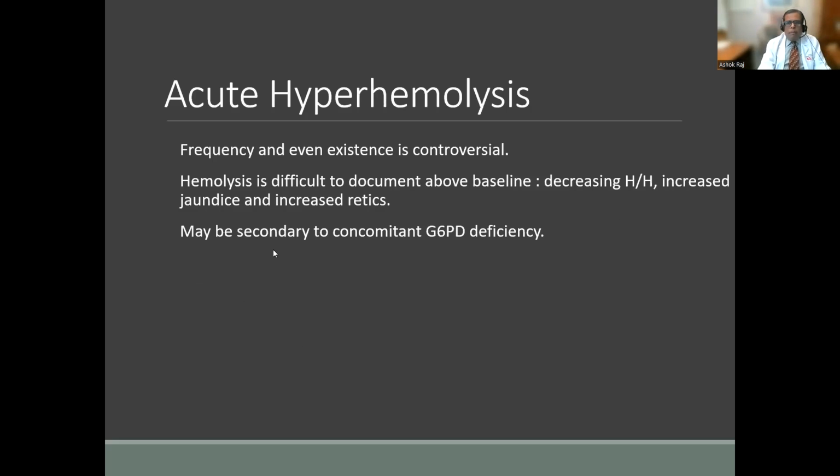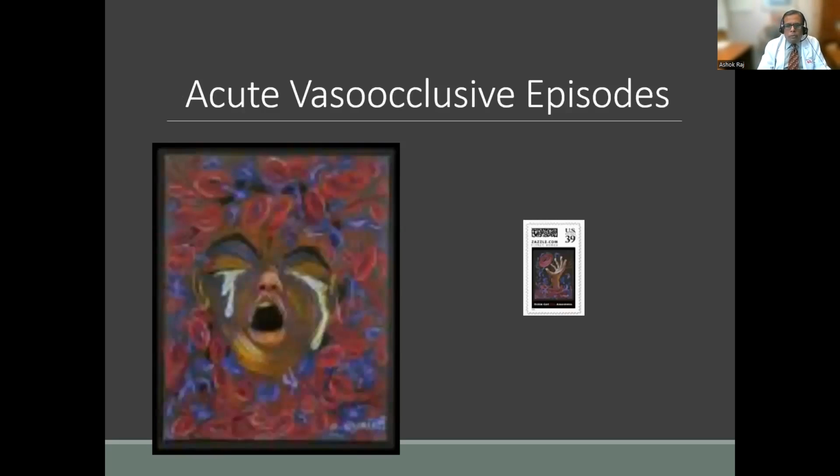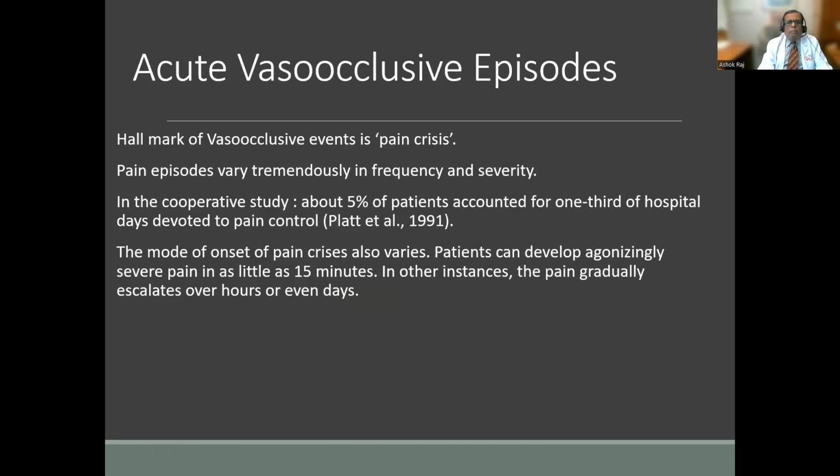next is, we talked about hyperhemolysis. So let's continue to vaso-occlusive pain episodes. This is a pictorial representation from a patient's dream, where he's dreaming of healthy red cells, because he's having such severe pain. Pain crisis or acute vaso-occlusive crisis is really the hallmark of sickle cell disease. The pain episodes vary tremendously in frequency and severity. In the cooperative group study, about 5% of patients accounted for 1/3 of hospital days devoted to pain control.